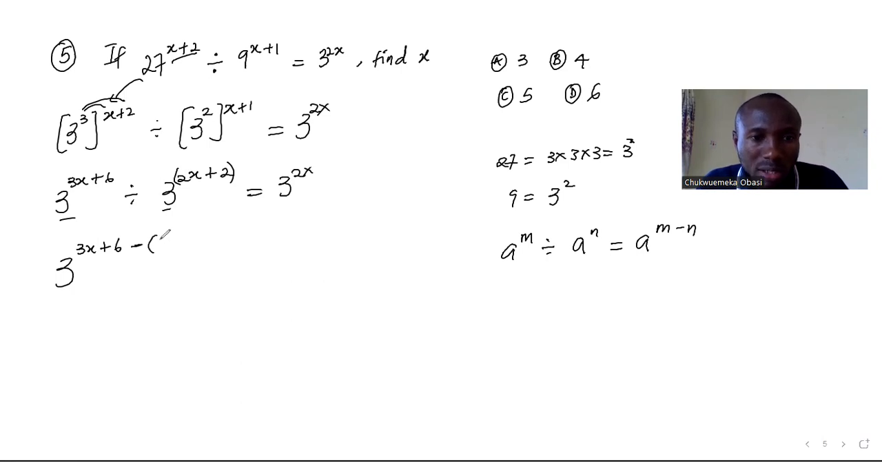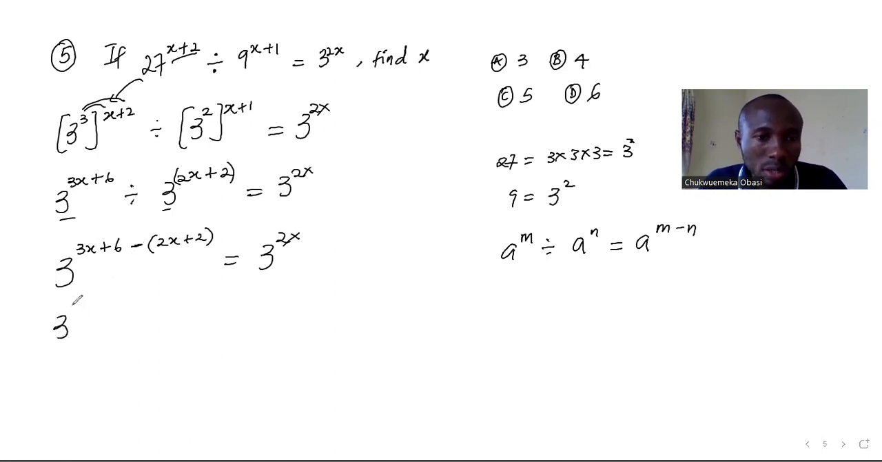So I'll put it in bracket like this, 2x plus 2, then equal to 3 to the power 2x. The reason why I'm doing that is because this minus is going to go into them. That is why you have to put them in bracket, very importantly. So the next thing you want to do, you will now distribute this minus.